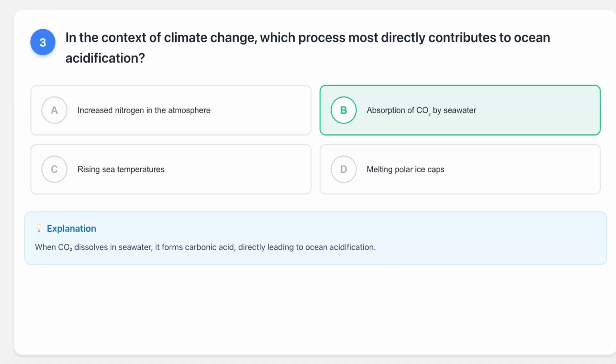Explanation. When CO2 dissolves in seawater, it forms carbonic acid, directly leading to ocean acidification.